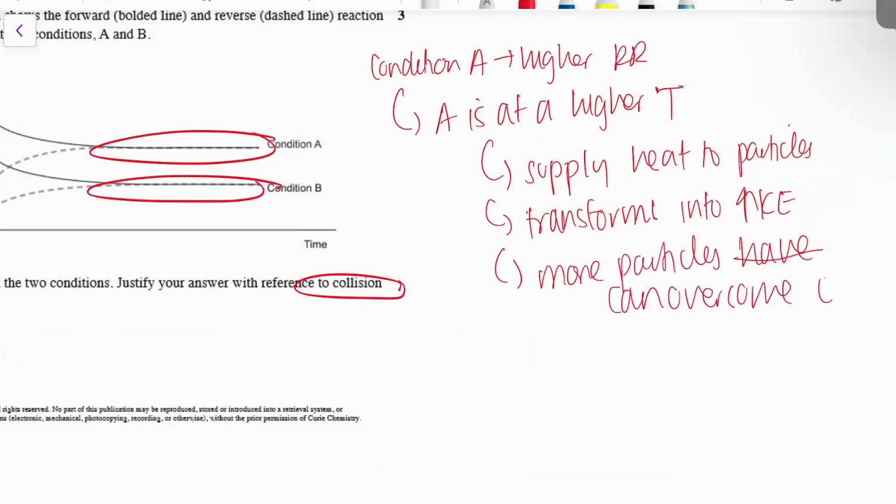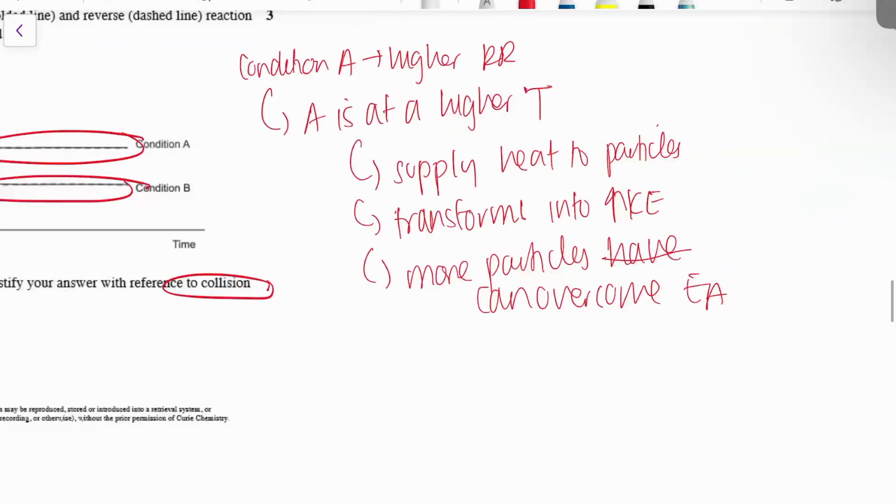The reason I link to the activation energy barrier is because that's what collision theory talks about. Collision theory talks about colliding with the correct molecular orientation and colliding with enough kinetic energy to overcome the barrier. So I want to include the words of my definition in my answer: to overcome the activation energy barrier and therefore increase reaction rate.